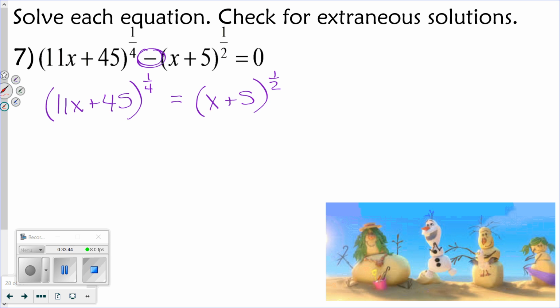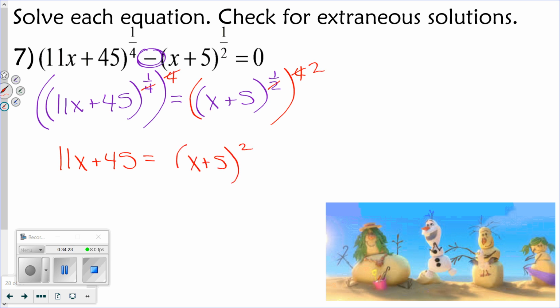So I will raise them both to the 4th power. You want the biggest one, because that way you don't have any fractions left over. Like if one of them was a 1/3 and one of them was a 1/6, I'd raise them both to the 6, because you want to be able to get rid of both of them. So here this one's going to cancel, and I have just 11x plus 45. What happens on that one? Yeah, that 2 is going to cancel, and the 4 is going to become a 2. So that one's x plus 5 squared.